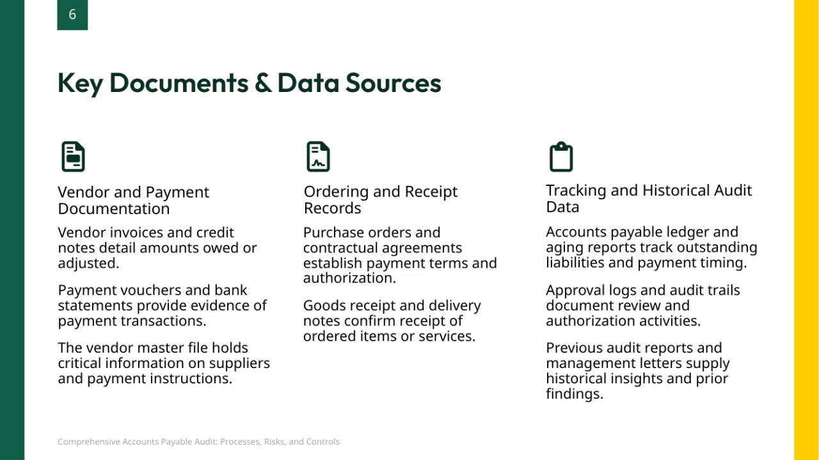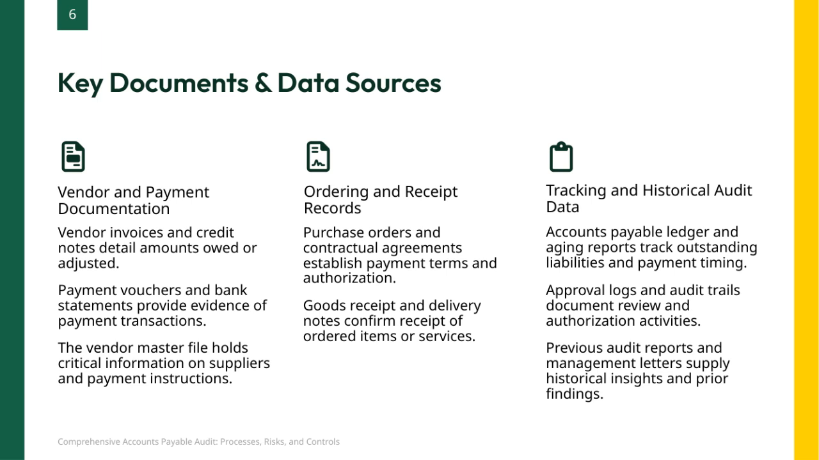On this slide, we're looking at the key documents and data sources essential for effective financial management and audit processes. First, we have vendor and payment documentation. Vendor invoices and credit notes are crucial because they detail exactly what amounts are owed or have been adjusted. Alongside these, payment vouchers and bank statements serve as clear proof of money moving in and out, confirming that payments have been made. The vendor master file is another important resource. It contains vital information about suppliers, including payment instructions, ensuring accuracy and consistency.